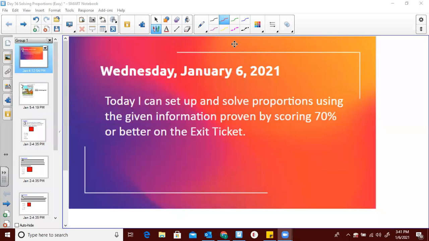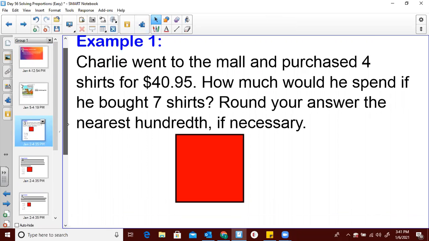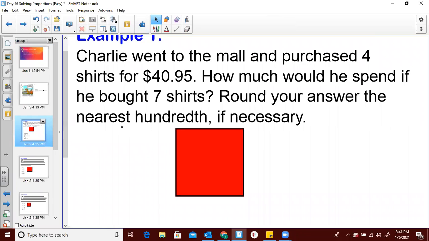All right, so today we're just going to have a continuation of what we did yesterday, except we're not just going to set up the proportions, we're also going to solve for them. So Charlie went to the mall and purchased 4 shirts for $40.95. How much would he spend if he bought 7 shirts? Round your answer to the nearest hundredth if necessary.